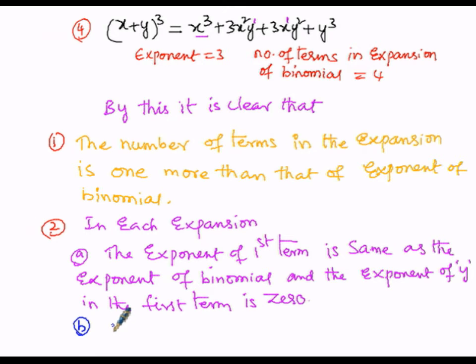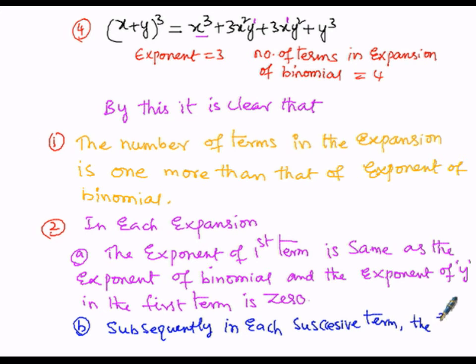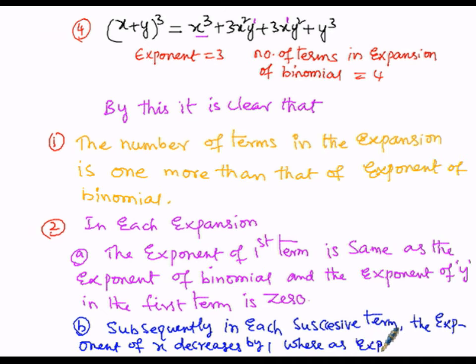so subsequently, in each successive term the exponent of x decreases by 1, whereas the exponent of y increases by 1.